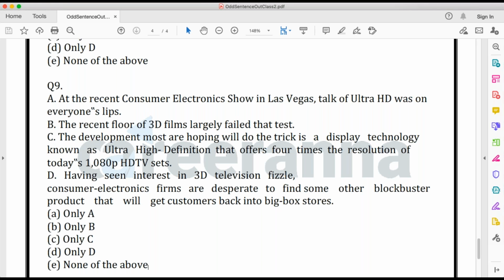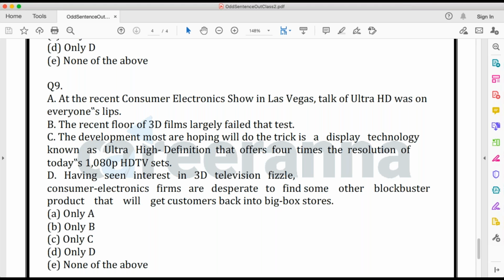The odd sentence out is sentence number B, which is talking about 3D films. My entire set of other statements is talking about the ultra HD aspect of television. I am nowhere talking about 3D films. No other sentence is talking about 3D films. My odd sentence out in question number 9 is option number B. B is the odd sentence out.